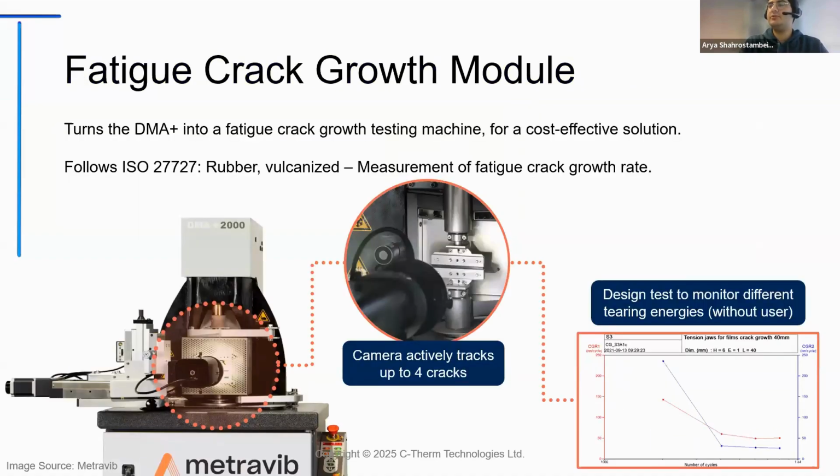Already, so going through some other capabilities, for example, the fatigue crack growth module. As I mentioned before, it's ISO 27727 for rubber and polymers. It basically has a unique test setup. There is a camera with micrometer resolution, and it can track the crack propagation in the sample.